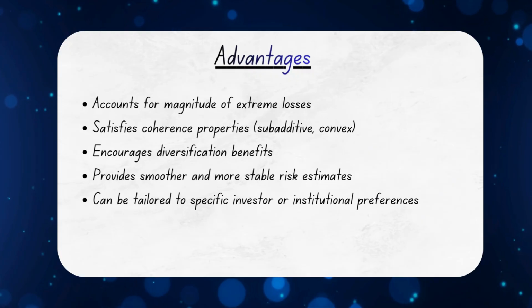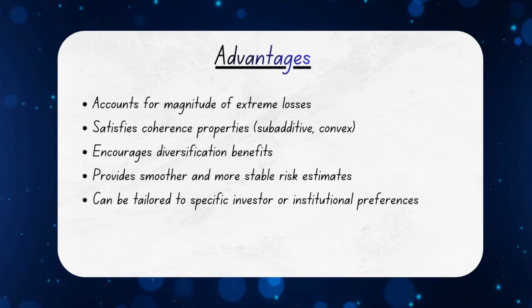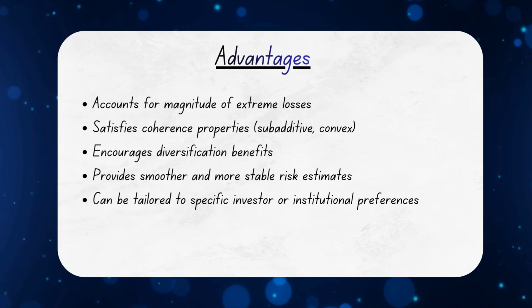There are several advantages to using spectral risk measures. They account for the severity of extreme losses. They satisfy important mathematical properties like subadditivity, meaning diversification reduces risk, and they produce smoother and more stable estimates than VAR. Most importantly, they allow risk to match investor preferences rather than forcing a one-size-fits-all approach.